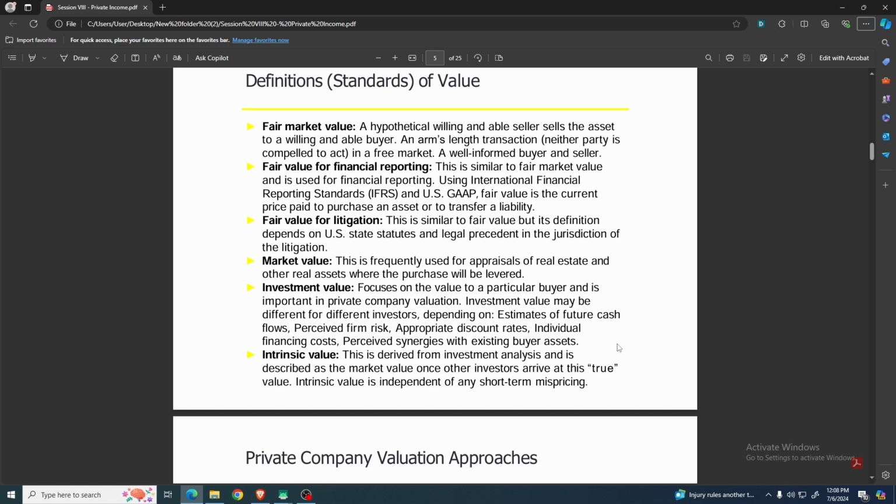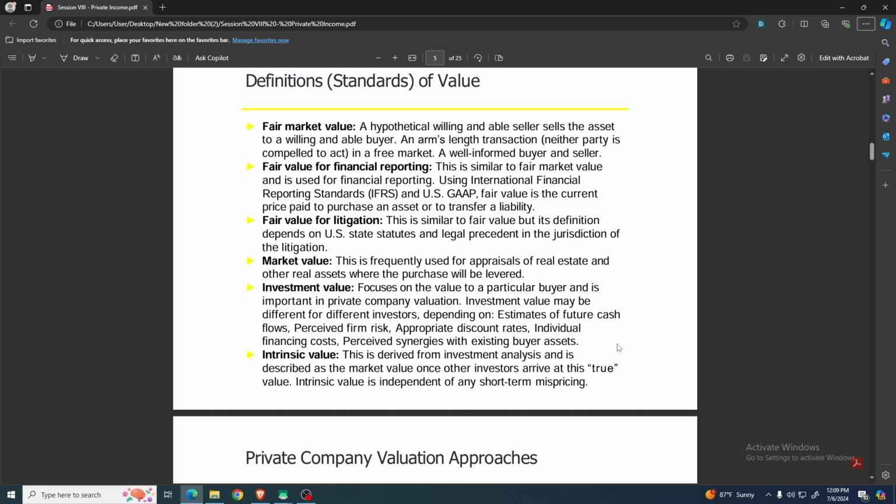So intrinsic value is derived from fundamental analysis and represents the true value of an asset based on its inherent characteristics, independent of the market price. So the key phrase is going to be, it represents the true value of an asset. All right, true value of an asset. So this is often described as the value any other investor would arrive at through comprehensive analysis.